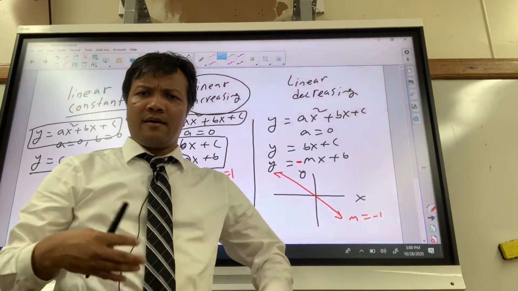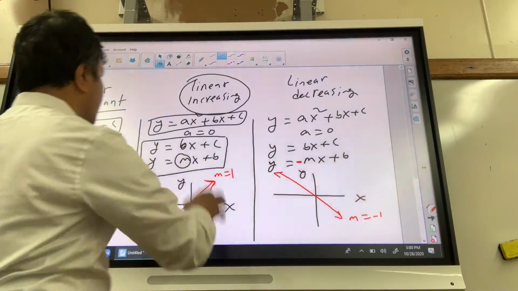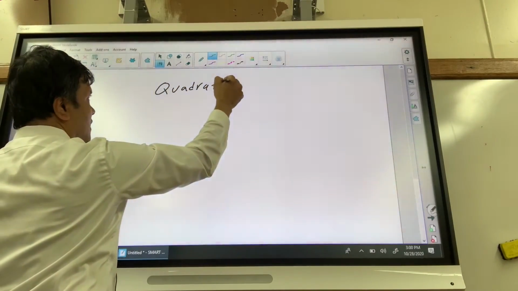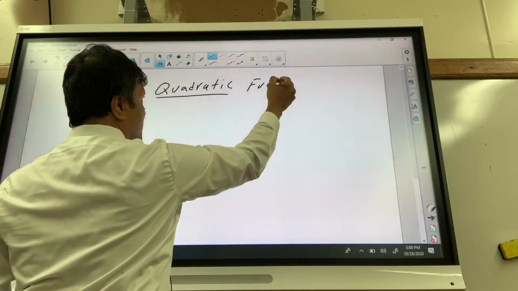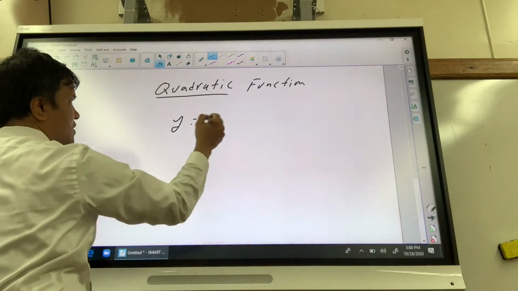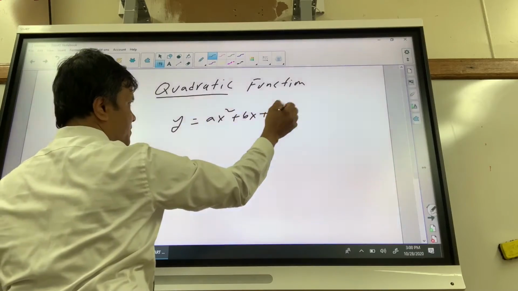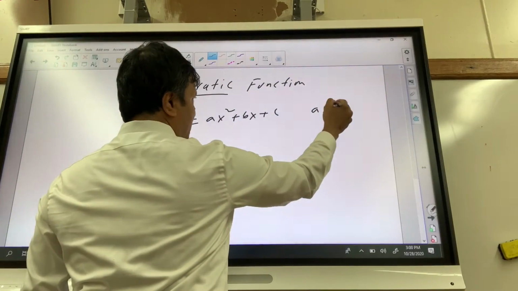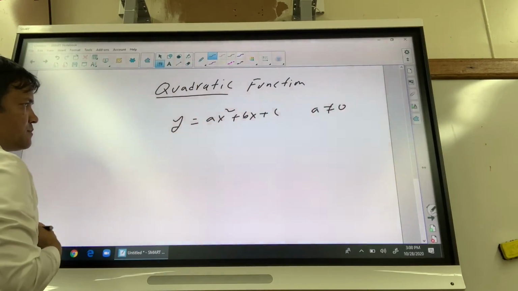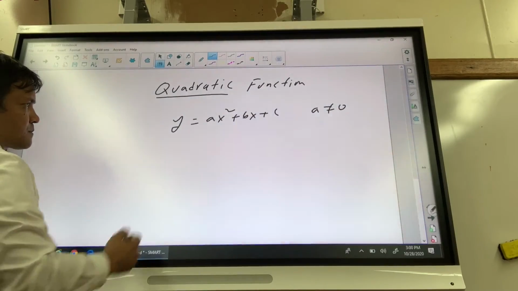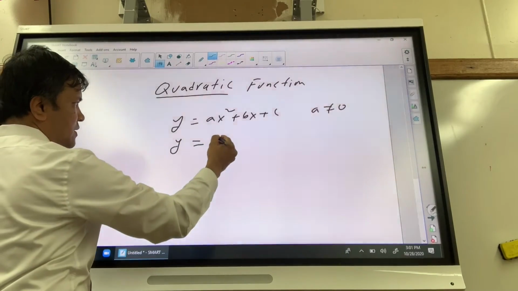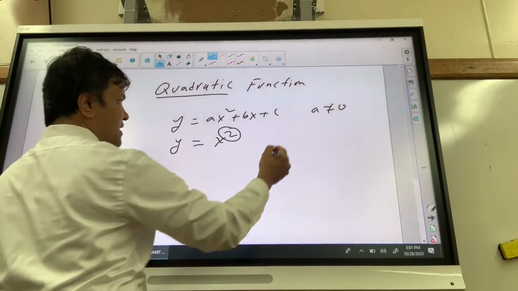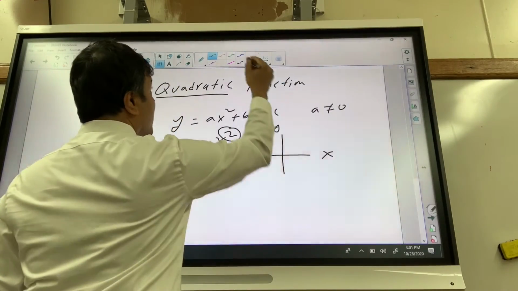Now I'm going to show you the other one, the quadratic. Quadratic function. So y is equal to ax squared plus bx plus c. All right. So this is a quadratic function. A cannot be 0, by the way. So for example, y is equal to x squared. So this is a quadratic function. What makes it quadratic? Degree 2 makes it quadratic, and this is how it looks like, x and y.